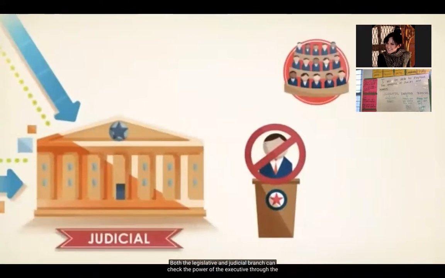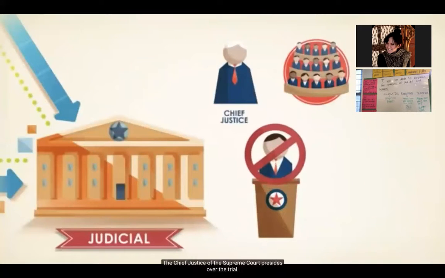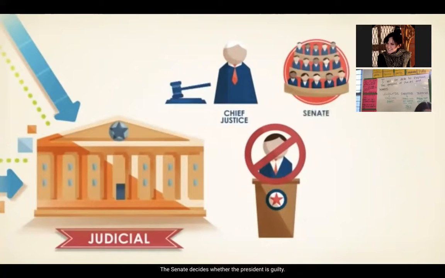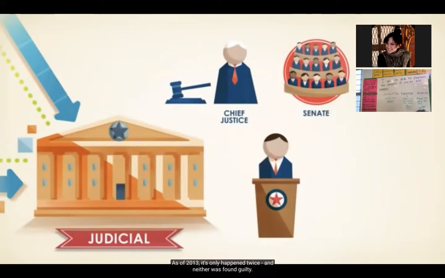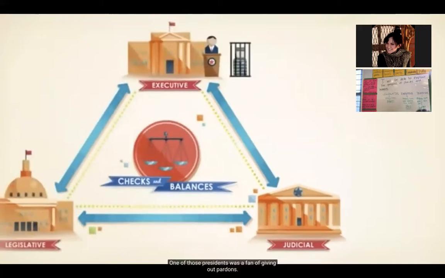Both the legislative and judicial branch can check the power of the executive through the impeachment process. The Chief Justice of the Supreme Court presides over the trial. The Senate decides whether the president is guilty. This is a serious check. As of 2013, it's only happened twice, and neither was found guilty. One of those presidents was a fan of giving out pardons.